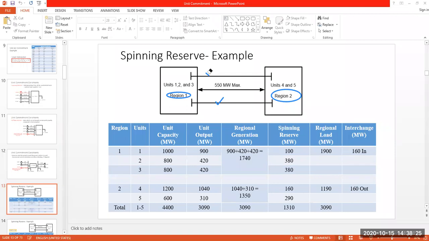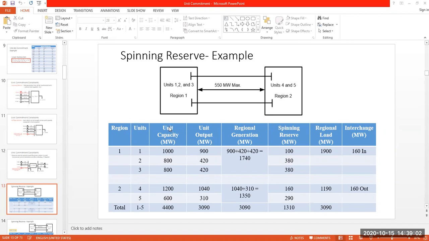So there is a table at the bottom. So let's go through the table slowly. The leftmost column gives you the number of regions. So in total, we have two regions, okay, region 1 and region 2 here. The second column gives us the units associated with a particular region. So units 1, 2, and 3 lie in region 1, whereas units 4 and 5 lie in region number 2, okay? And the total number of units is listed here. So we have a total of 5 units.